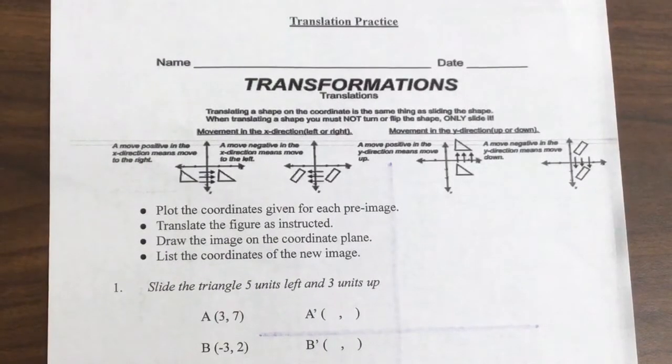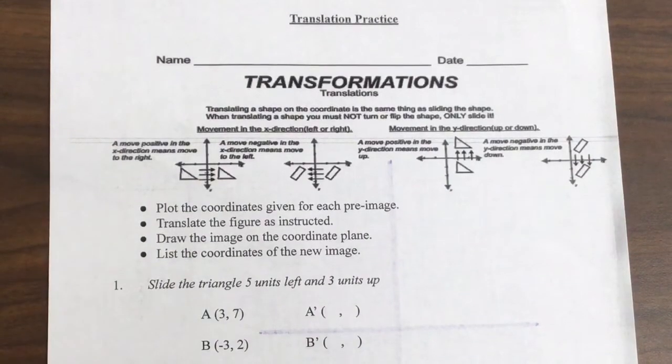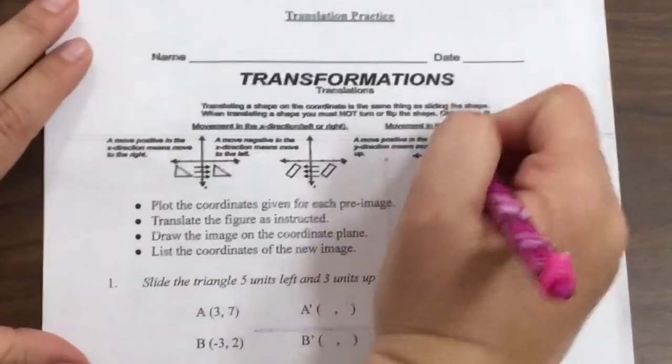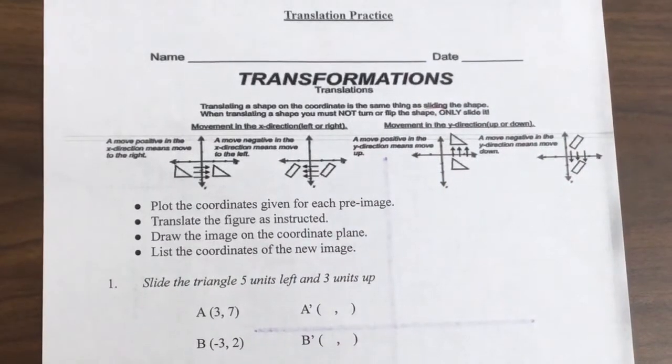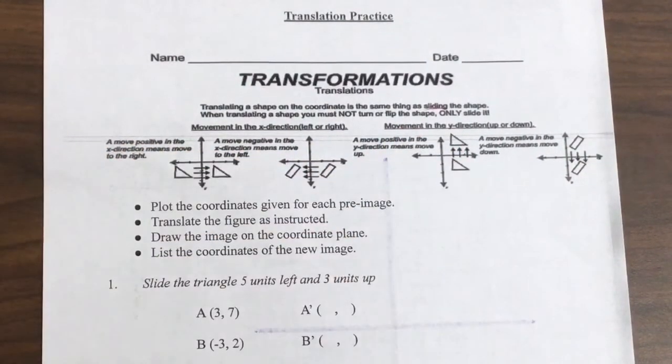So we're looking at transformations, translations. Translating a shape on the coordinate plane is the same thing as sliding the shape. So basically what we're going to do, we're not going to turn it, we're not going to flip it, we're not going to do anything like that.